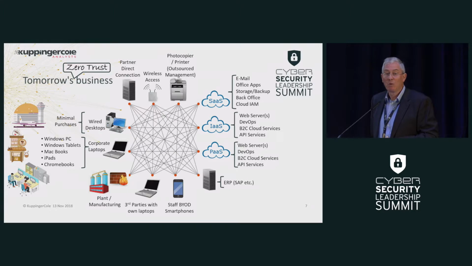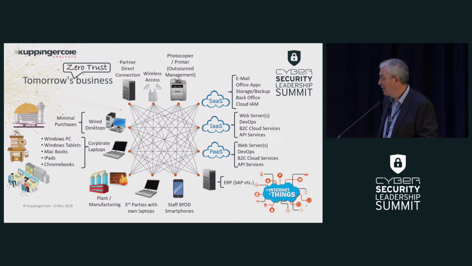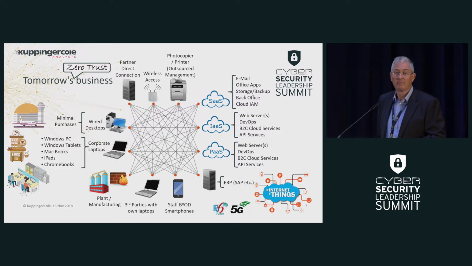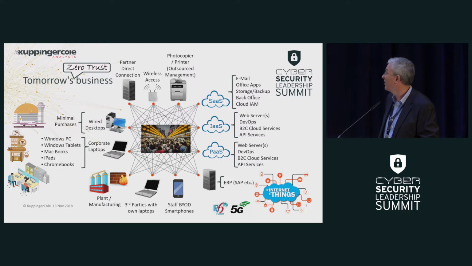Our users expect to be able to work seamlessly from wherever. Of course, we've got the Internet of Things coming. If you've got the Internet of Things coming, you've also got 5G and IPv6. That's what tomorrow's business looks like. Like it or not, it's coming to a business very close to your heart. And what does it look like? Well, it looks like a Chinese bazaar. Everybody sits on that network. Why? Because it's open for business. And that's what the business wants.